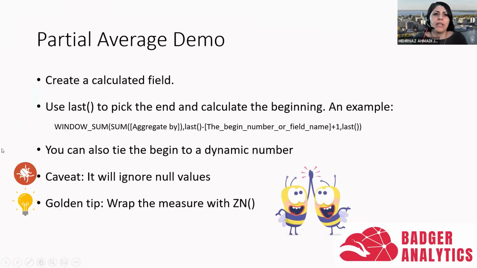Okay, so partial average. Sometimes we need to have a partial average. We want to see the data year by year, but we also want to see a partial average of this data. I see 5 years, but I want only the average for the past 3 years or something like that. And we can do this.